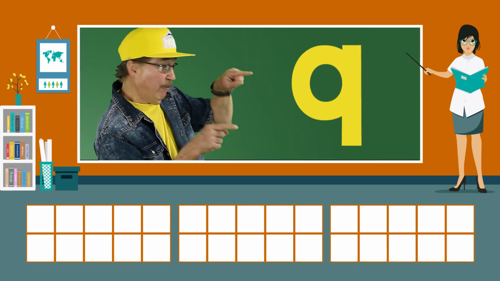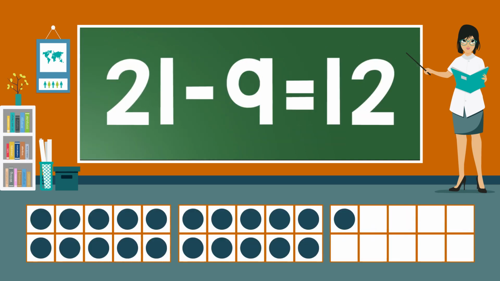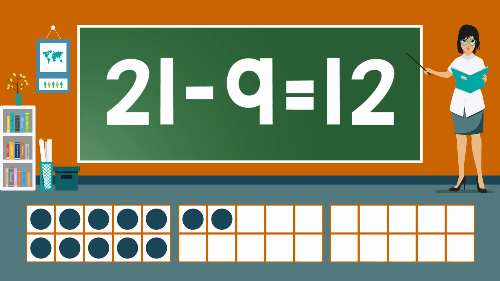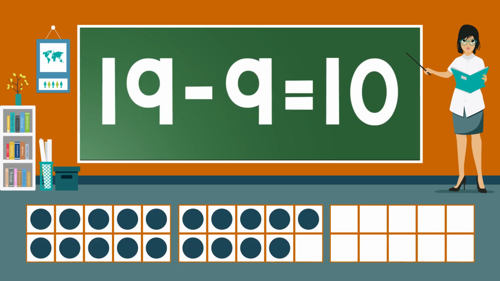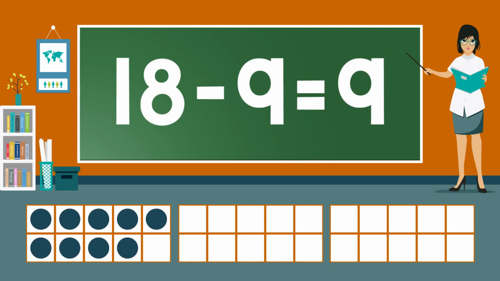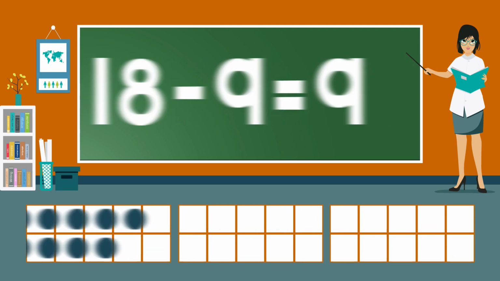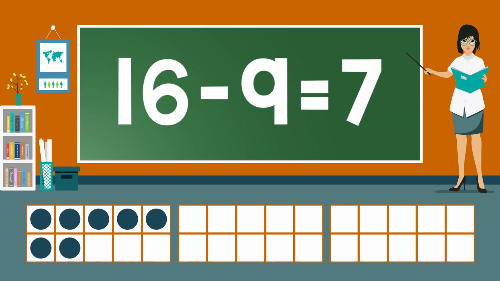Subtract 9 from each number. 21 minus 9 equals 12. 20 minus 9 equals 11. 19 minus 9 equals 10. 18 minus 9 equals 9. 17 minus 9 equals 8. 16 minus 9 equals 7.